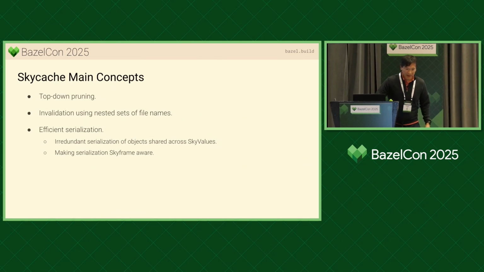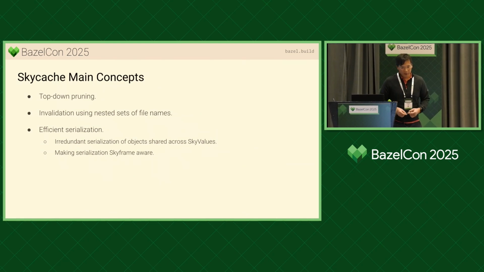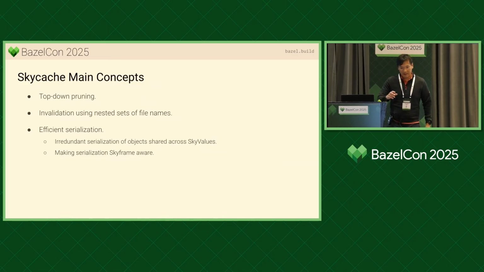So Skycache has three main concepts. One is top-down pruning, and one is invalidation using the sets of file dependencies of every single target. And then there's a lot of work done to make the serialization of this stuff efficient.